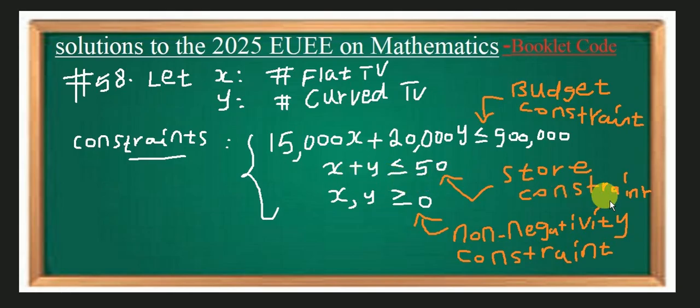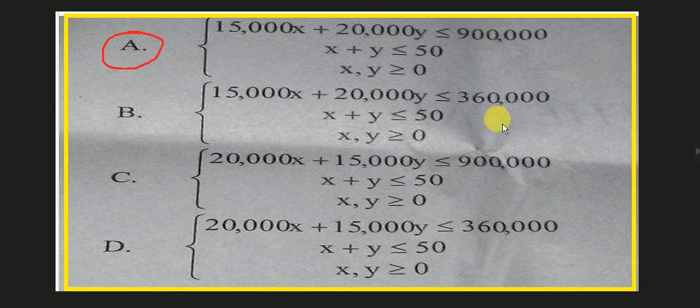This is the store constraint. And the last constraints: the number of TVs produced cannot be negative, so X and Y should be greater than or equal to 0, and these are called negativity constraints. So the answer is 15,000 X plus 20,000 Y less than or equal to 90,000. Yes, it is A.